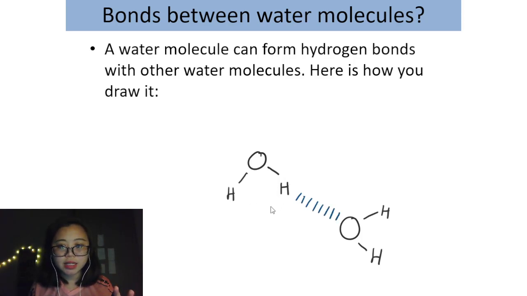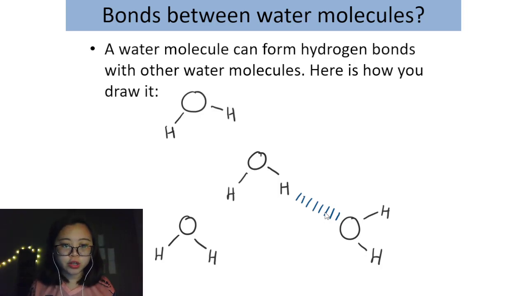Because this is slightly positive, this is slightly negative, they are going to be attracted to each other. And then it's going to form a hydrogen bond. Hydrogen bond kita akan lukis dengan dash, dash, dash, dash, dash. Macam ni, garis putus-putus. Not straight line. Garis lurus bertitik. Titik ataupun dash macam ni lah, yang palang pendek.